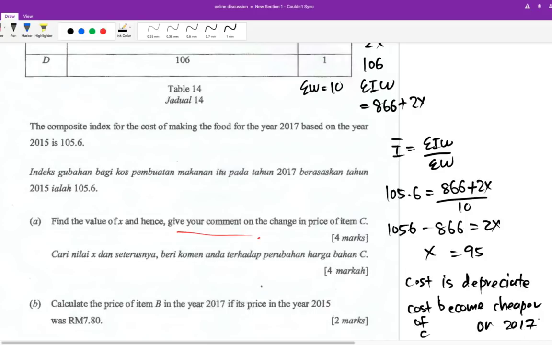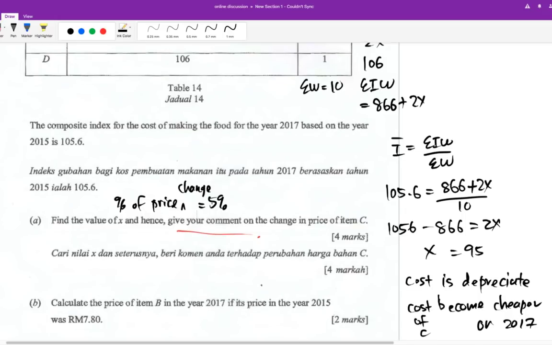Okay, the marking scheme, if they want more mathematics, they say 5% change. They actually say the percentage of price change is 5%. Yeah, you can say that. The percentage of price change equals 5% according to the marking scheme. Or you can also say the percentage of price change decreased 5%. You can use any of your own words to comment on it.